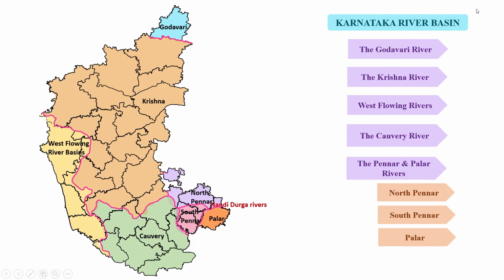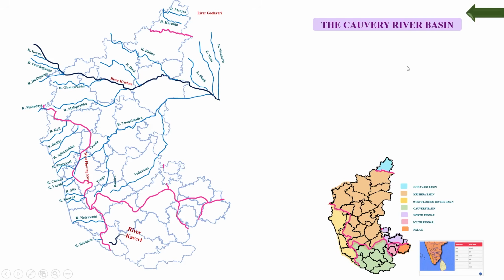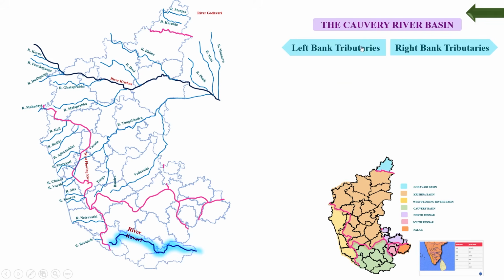Moving on, let's go to another important river basin, that is Kaveri rivers. Let's see the movement of Kaveri river. It begins its journey from Brahmagiri hills of Western Ghats and flows southeastwards through the states of Karnataka and Tamil Nadu before draining into Bay of Bengal. So let us see the left bank tributaries. There are four left bank tributaries.